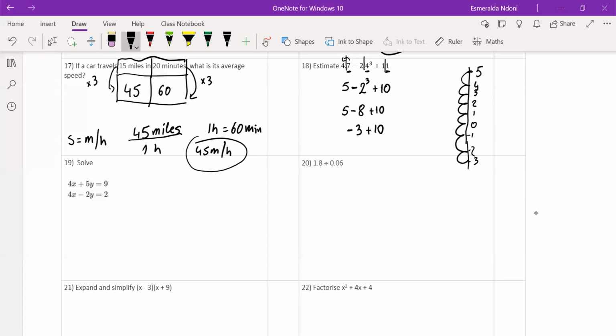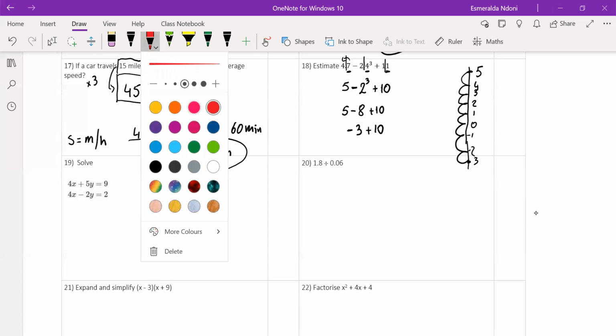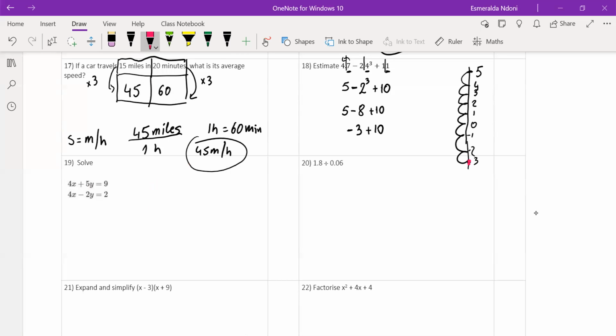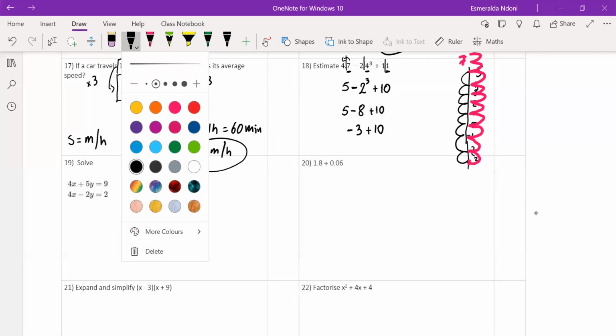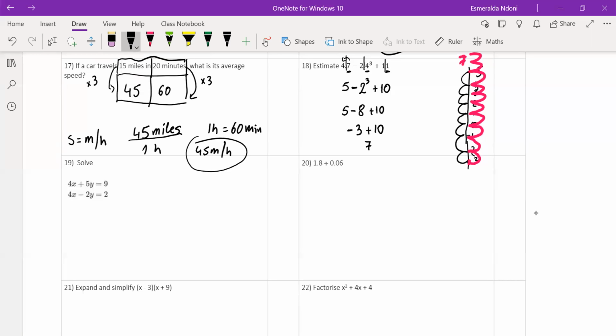Plus 10. Again, now you are at negative 3. You are here. That is your starting point. So if I do that in a different color, you can tell the difference. This is my starting point, and I'm going to go up by 10. So we're going to go in loops 10 times. 1, 2, 3, 4, 5, 6, 7, 8, 9, 10. And you would see that you would end up here at 7. Okay, so the answer over there would be a positive 7.